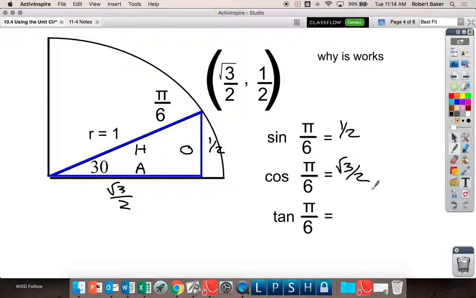The tangent is opposite over adjacent, or sine divided by cosine. So the tangent is 1/2 over the square root of 3 over 2. So the only one that's going to be icky all day long is when you have to do something like this. That's the only one that's going to be icky all day long. Sometimes it's going to be nice. Sometimes it's going to be abysmally nasty.